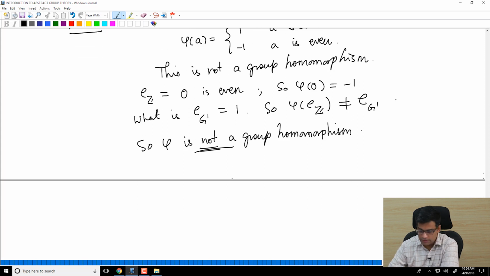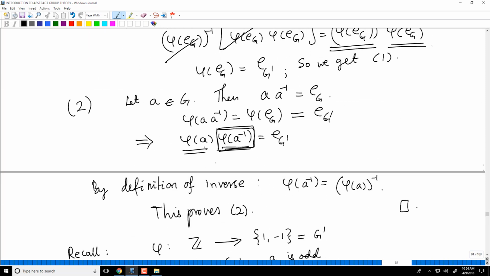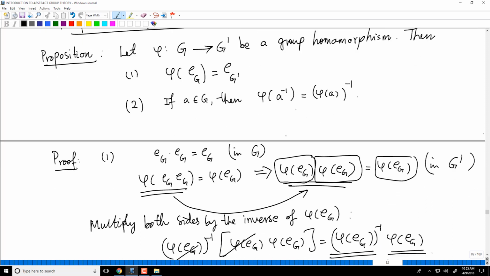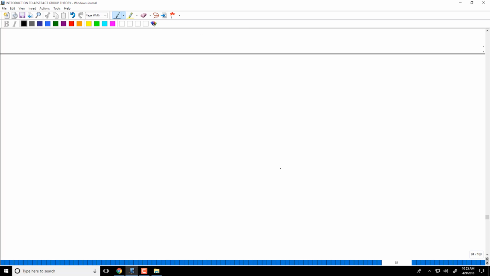Similarly, inverses go to inverses. However, I want to make a point here. If the identity element goes to the identity element, it does not mean that it's a group homomorphism. The proposition does not say that if e_G goes to e_G prime, it is a group homomorphism. It only says that if you have a group homomorphism, the identity element goes to the identity element. So neither of these is a sufficient condition for a homomorphism. They are only necessary conditions. They must be true, but if they are true, it does not mean that it's a group homomorphism.